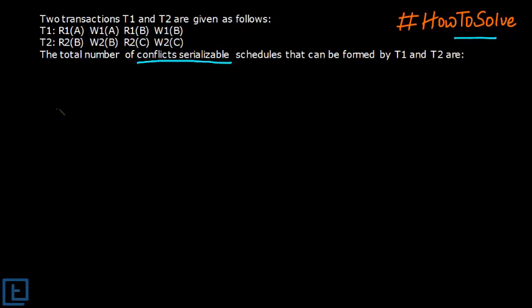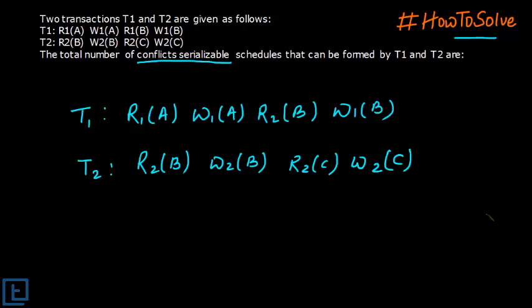So let's write down the transactions. Here we have two transactions T1 and T2, and what are the conditions for a schedule being conflict serializable? We have various constraints. The first constraint is that for a transaction T1 the operations should be in the same order. That is, this R1A in any case should not happen after W1A. So this R1A should always be before this W1A.